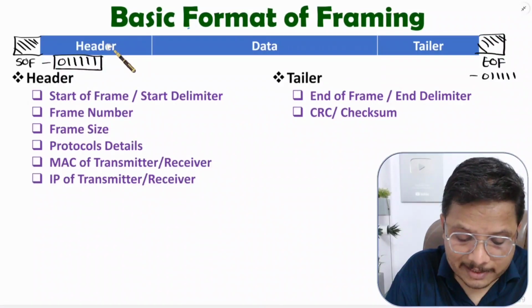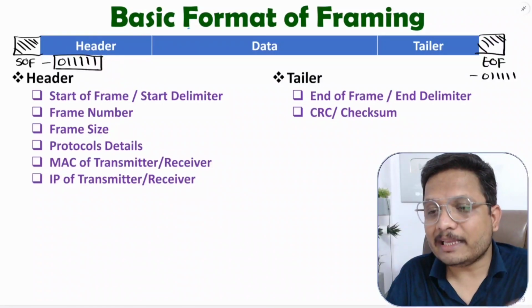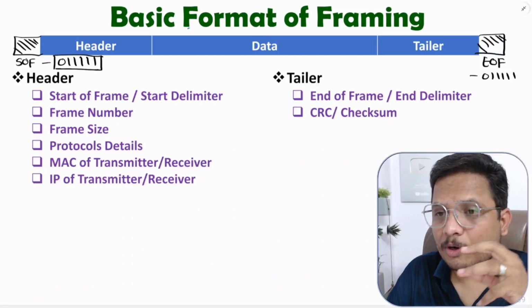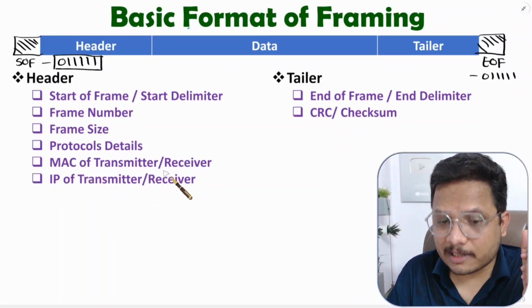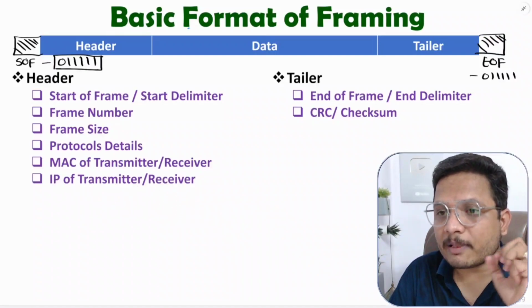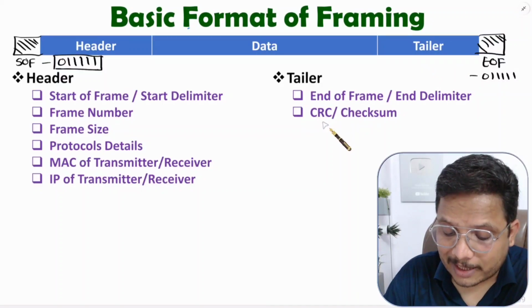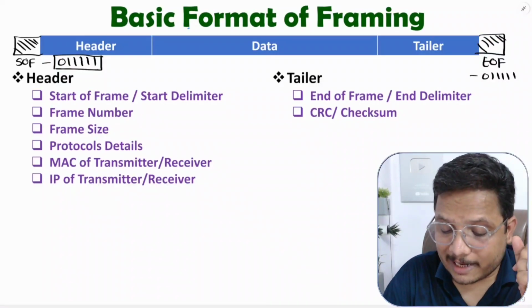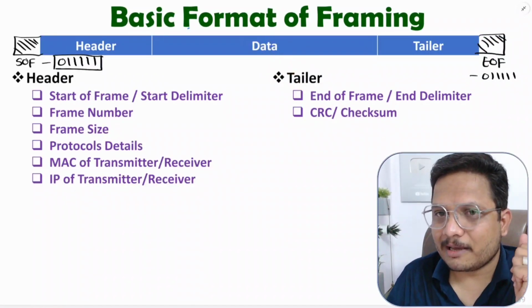The frame number will be inside the header. The frame size will be inside the header, like in Ethernet, where the frame size is given. Protocol details, I have told you there are a variety of protocols, right? The MAC address of transmitter and receiver, and the IP address of transmitter and receiver, will be inside the header. When it comes to the trailer, you can have CRC or checksum, which is for error control, as well as the end delimiter that I have told you. And then in between there will be data, right?